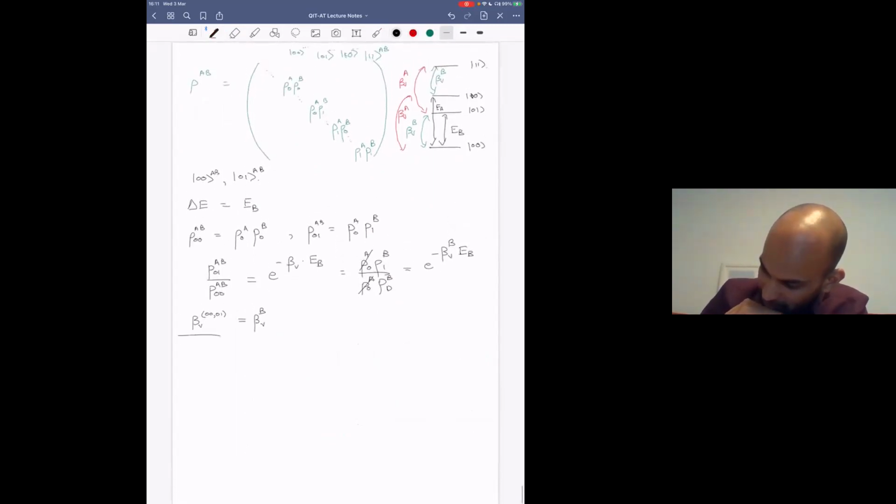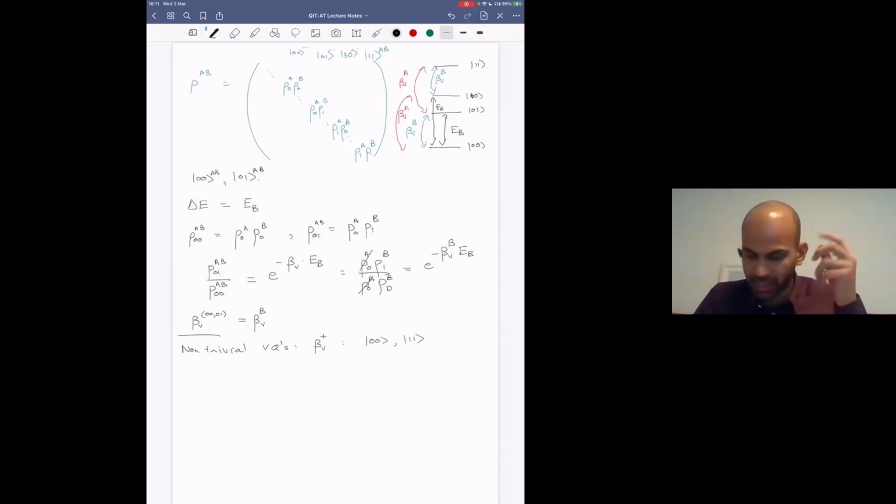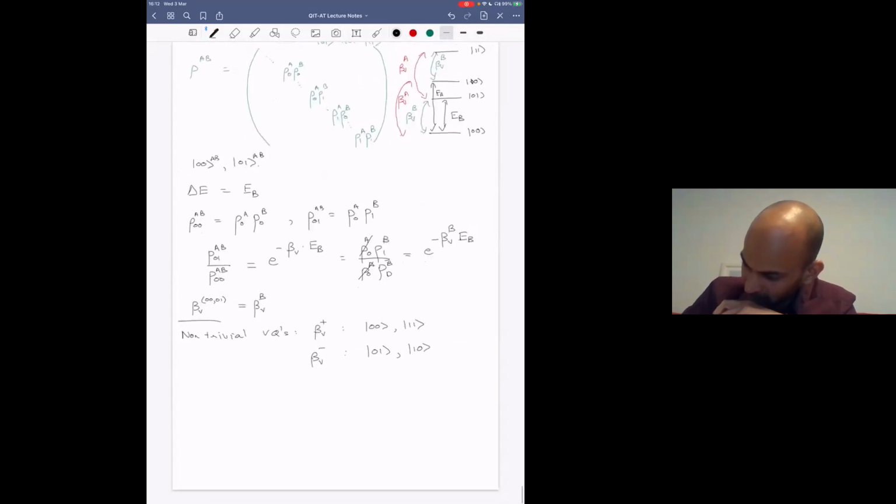And the pairs are, so the non-trivial ones, non-trivial virtual qubits are the, I'm going to call this beta V plus, which corresponds to the states 0, 0, and 1, 1, because both of the states now are changing, 0, 0 to 1, 1. And then there's a beta V minus that corresponds to 0, 1, and 1, 0. So both of them flip, but the opposite way. So let's do beta V plus first.